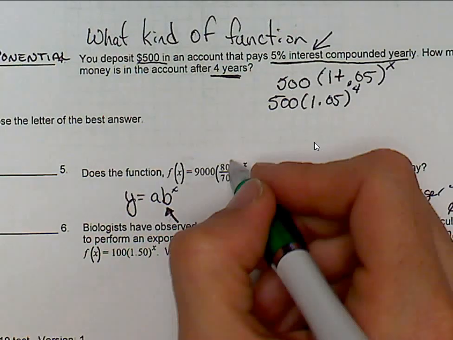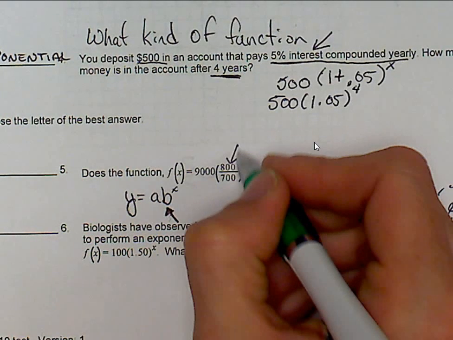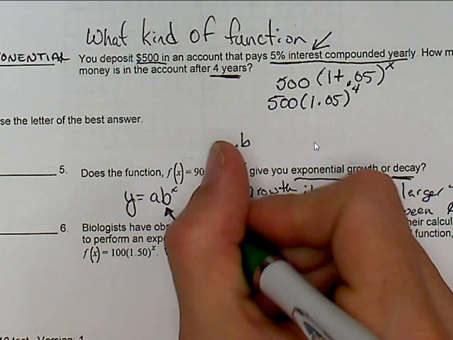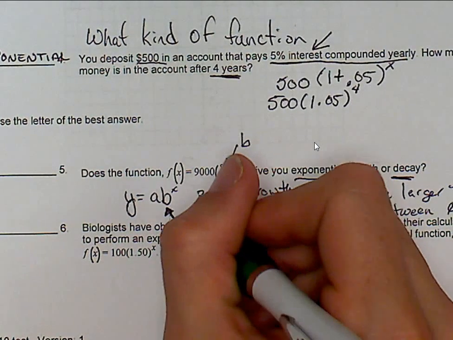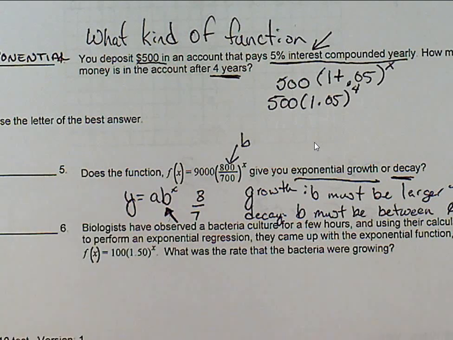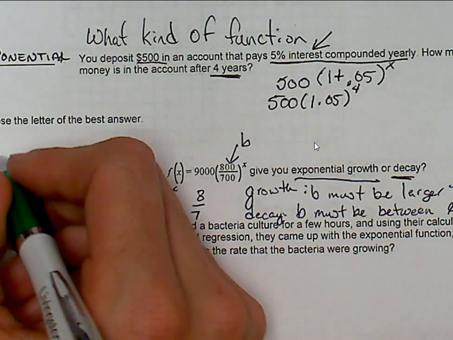So I'm only looking at that value right there. Is that number bigger or smaller than 1? If I reduce it, it's 8 divided by 7, right? And if I put that in a calculator, it will be larger. So which one is this? Is it growth or decay? It is growth.